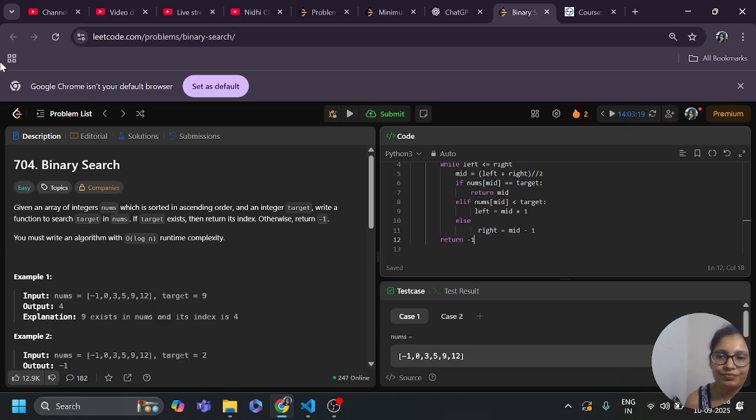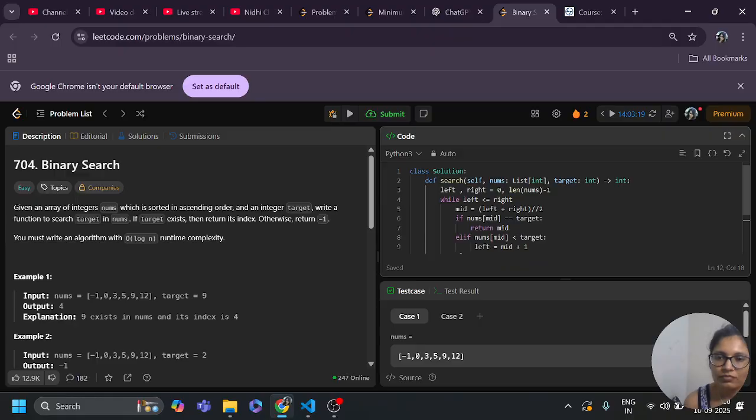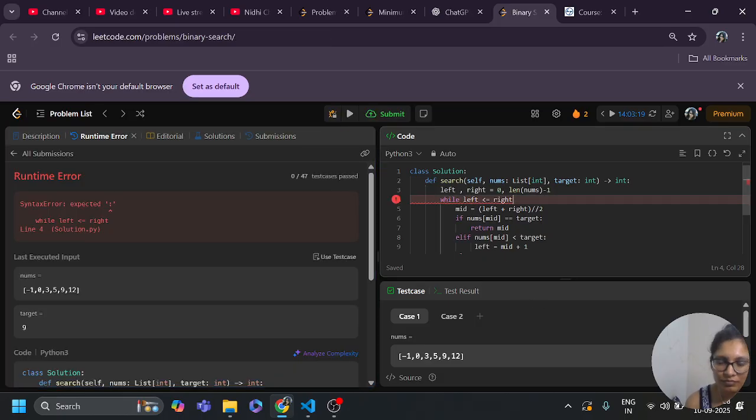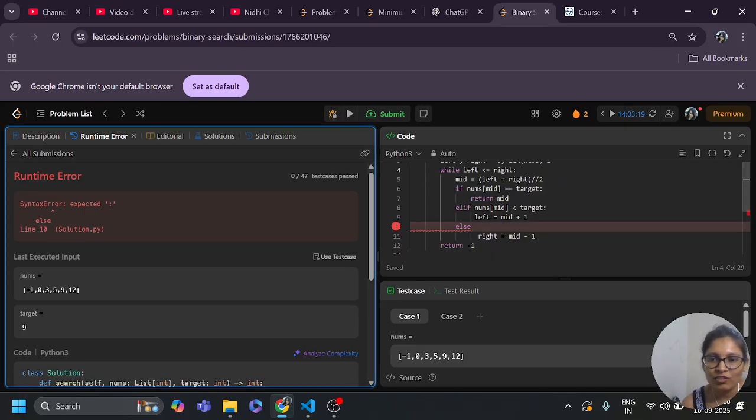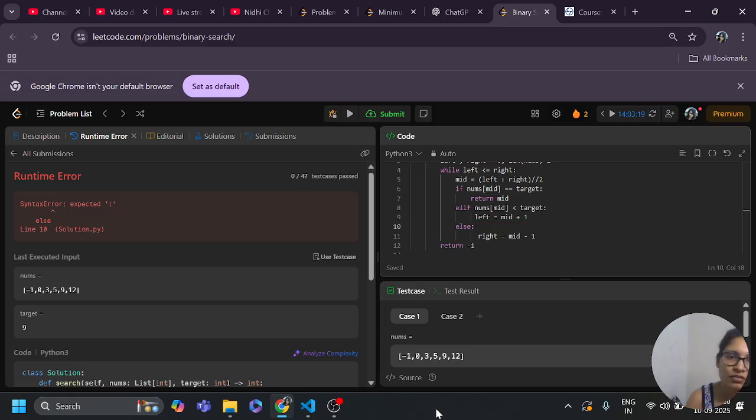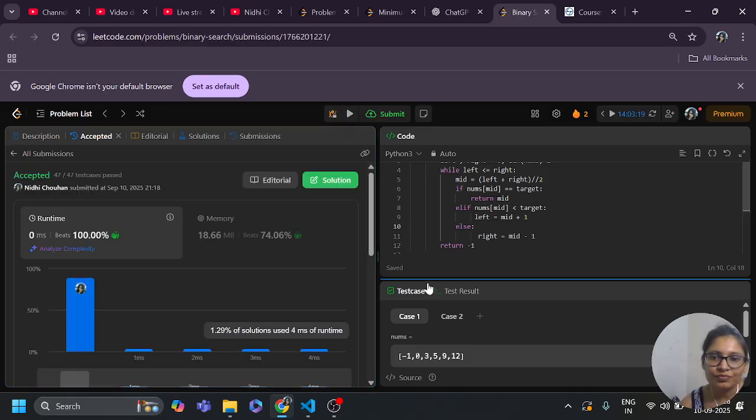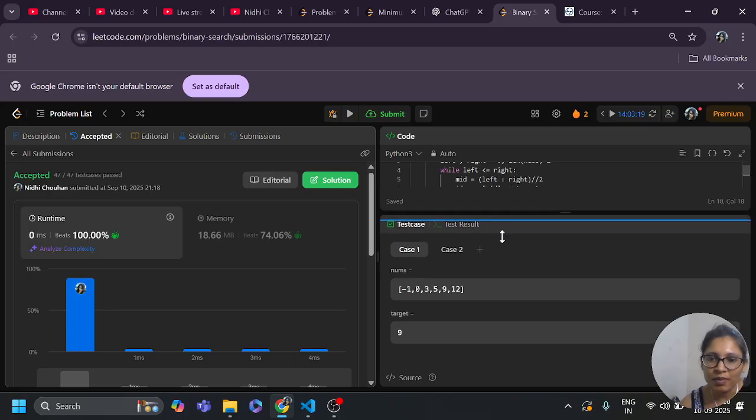Here you can see, I think I need to run it. Got an error. What is the error? Ah, I forgot to put the colons here, and here also I forgot. Okay, so our test case is passed.